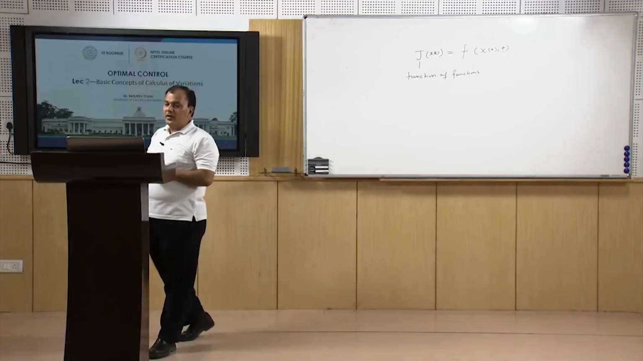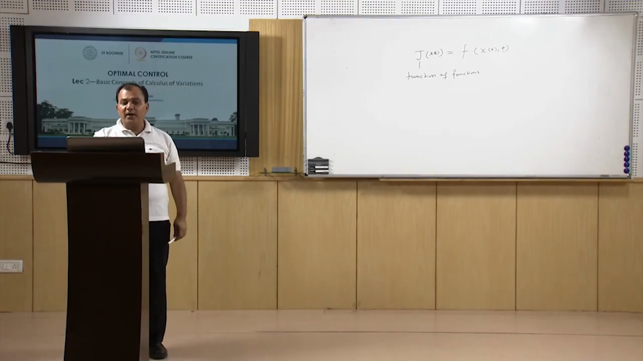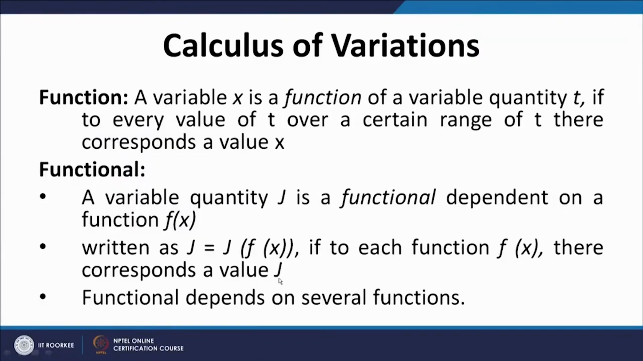So a variable quantity J is a functional dependent on the function f(x). It is written as J equal to J of f(x) if to each function f(x) there corresponds a value J. So a functional may depend on a single function, or it may depend on several different functions.